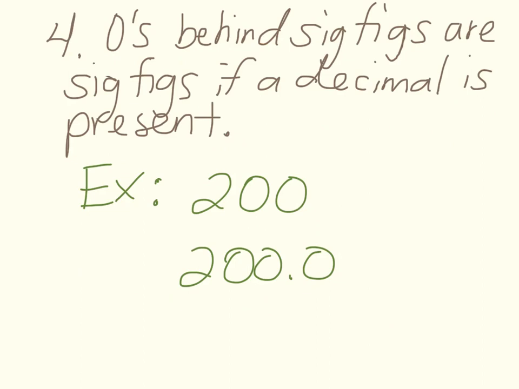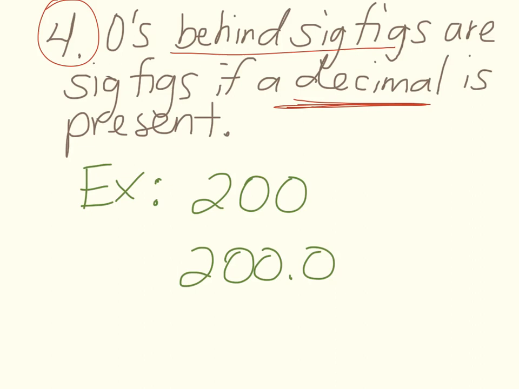Okay, so the trickiest rule is rule number 4. This has to do with trailing zeros, or zeros that are behind significant figures. They will count if there is a decimal in the number. It doesn't matter where those zeros are in relationship to the decimal. As long as there is a decimal, it will count.